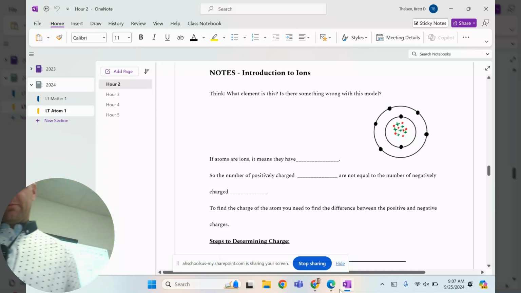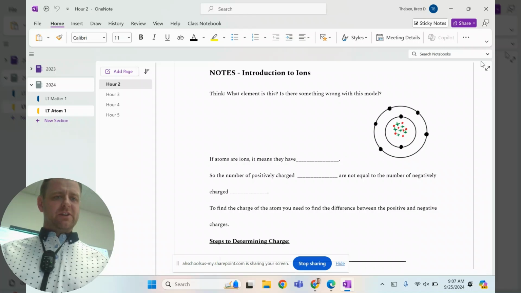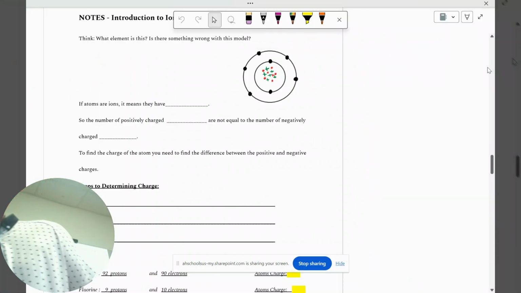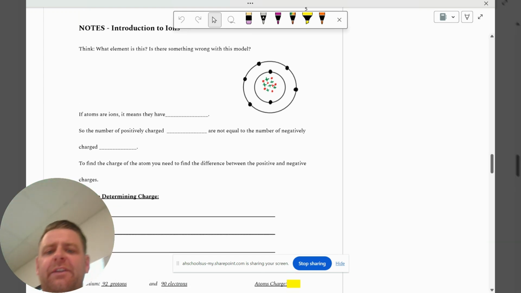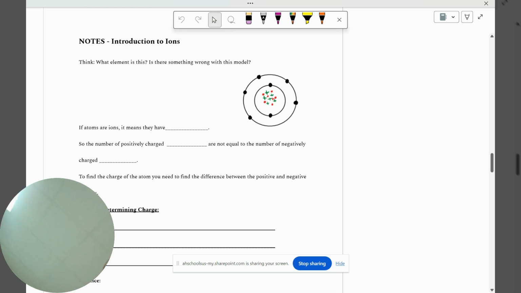All righty. Okay, so we're going to talk about ions. So flip to that page there, okay? And there's just kind of a fancy word, ions. What is this element? So look at that picture on the right side. Count how many positives there are, because that's the number of protons.